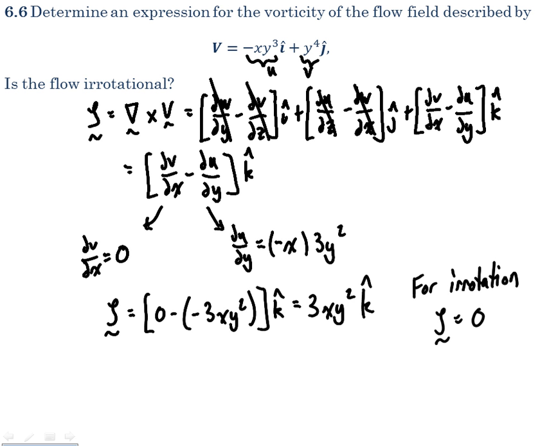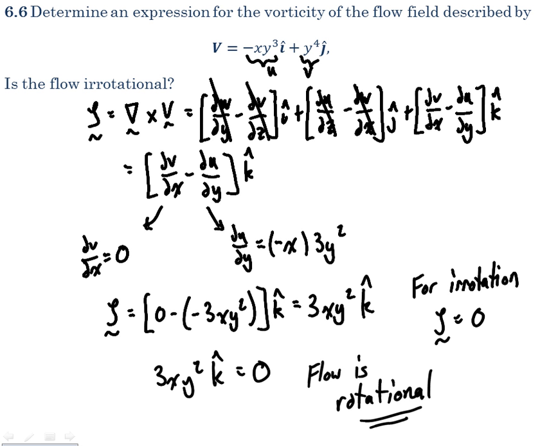So let's see. Our vorticity in the k direction, does that equal 0? Well, it only does for certain points, but not at every point within our flow field. So because we have some component of vorticity, we then say that our flow is rotational. Okay? And that's because this does not equal 0.